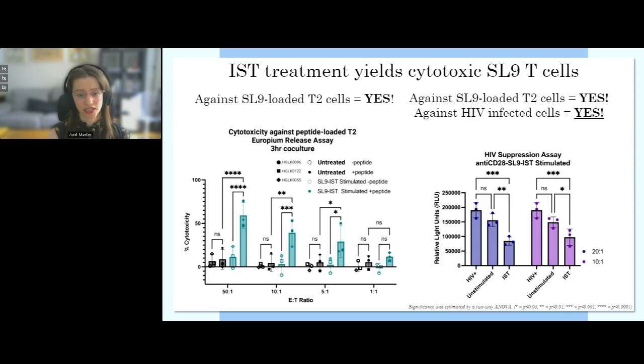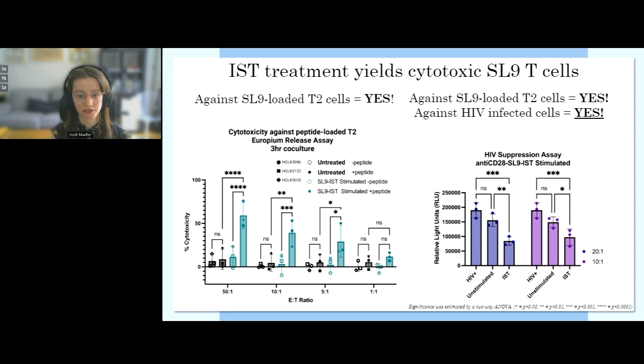So instead, we just looked at the HIV responsive clones and compared them to the unstimulated samples, instead of the comparison of untreated versus dendritic cell treated versus IST treated. Similar to before, we first looked at SL9-loaded T2 cells and their cytotoxicity, and you can see here that there was significant cytotoxicity at multiple E to T ratios, especially compared to the untreated samples. And indeed, it was also significantly killing over the non-peptide loaded samples.